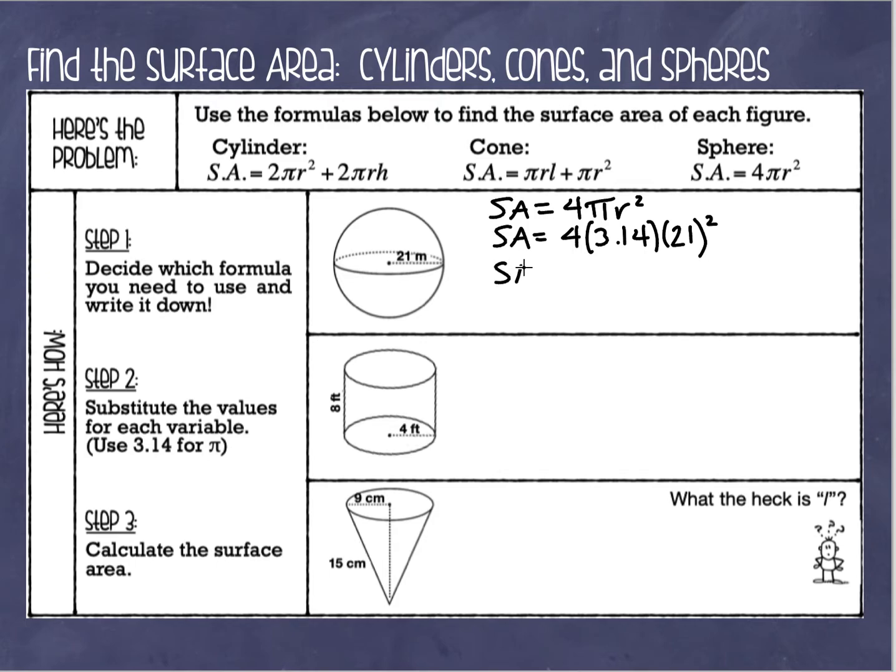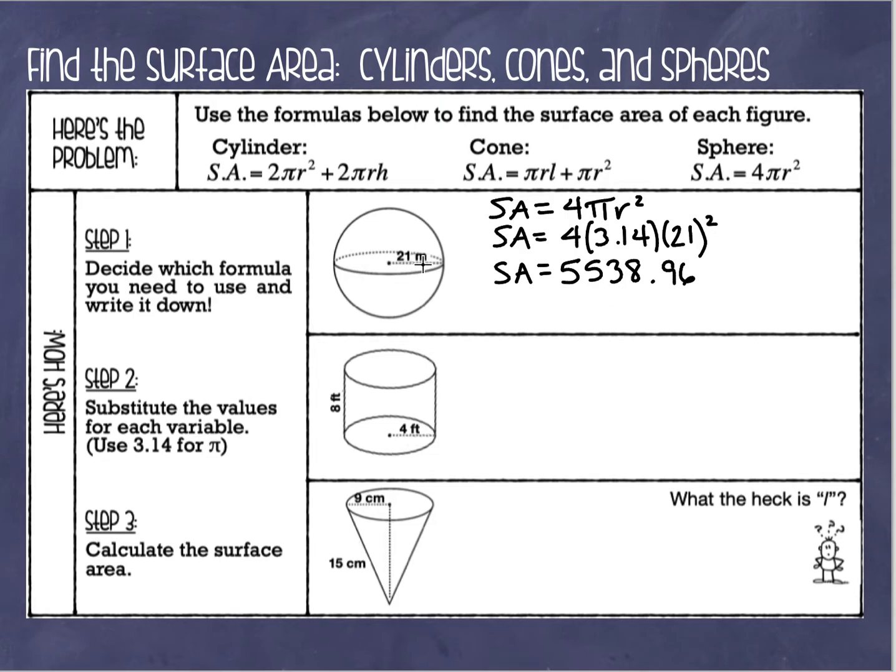Now at this point, don't be scared. You're just going to break out the calculator, but you have to make sure you enter your numbers very, very carefully. So we're going to do 4 times 3.14 times 21 to the second power. And that gives us a pretty large number here. It gives us 5,538.96.